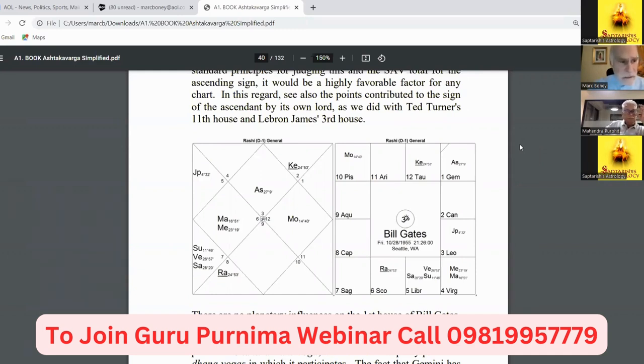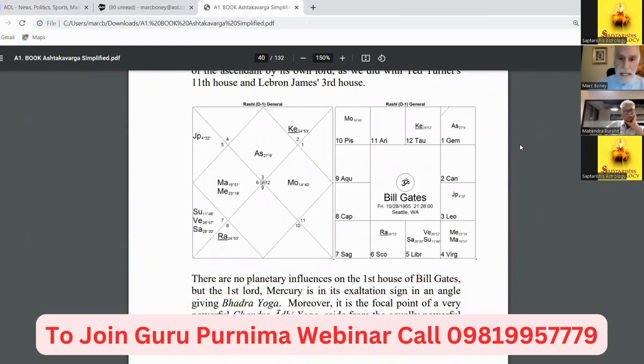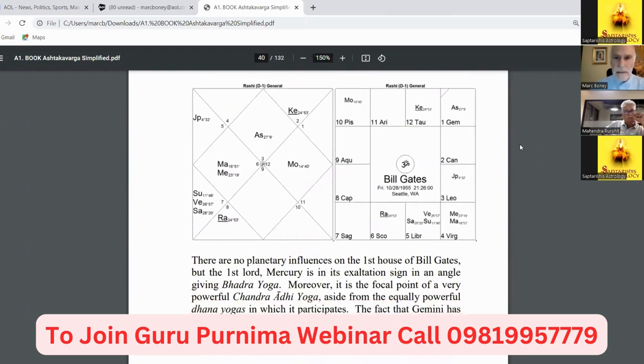All other features of the chart, all the other yogas in the chart, express themselves usually in a more full way when that's the case. And you can see here that for Gates, his Lagna Lord Mercury is in its exaltation in an angle, giving Bhadra Yoga. The Bhadra Yoga repeats from the moon, Mahapurush Yoga. Mercury here is the focal point of a magnificent Chandra Adi Yoga, with all the benefics, Jupiter, Mercury, and Venus falling in the 6, 7, and 8 from the moon, an extremely bright waxing moon. So this is, you might say, the exceptional condition of his Lagna Lord.